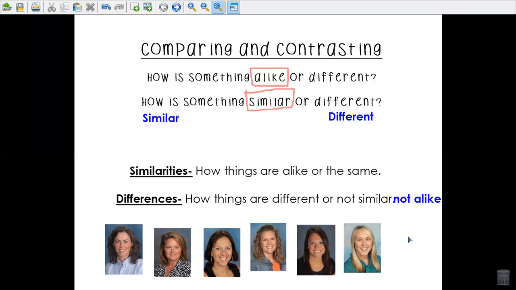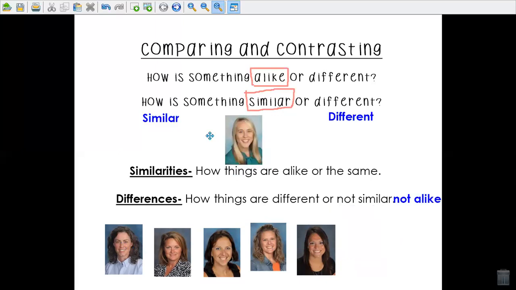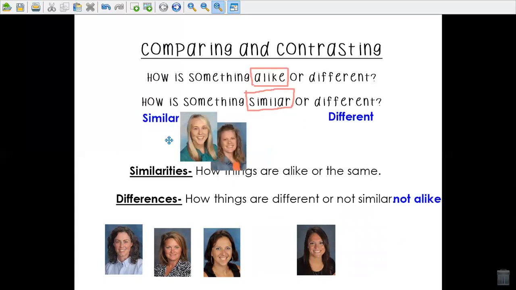If Miss Owens says, how are these teachers similar and how are they different? I can look at them, and just by looking at the pictures, I know that, okay, wait, Miss Owens and Miss Harris both have blonde hair or blondish hair.